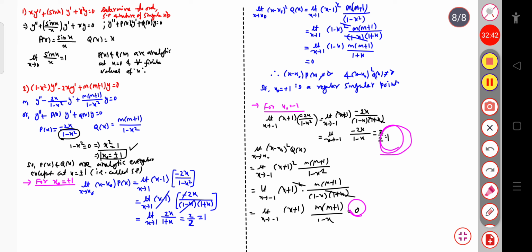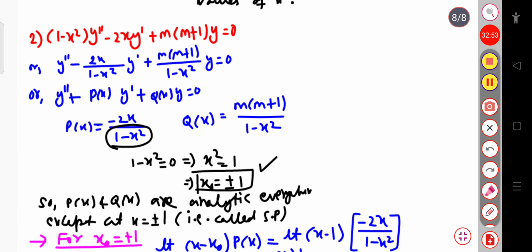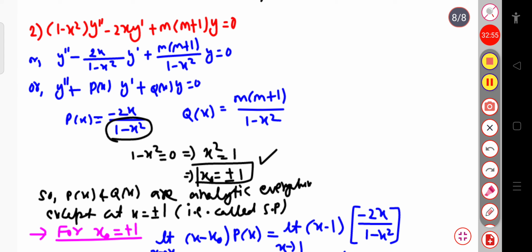Here x naught equal to minus 1 is also known as the regular singular point. Okay, so simply you have to check. First of all, you can see from the second order differential equation that will be given to you, you have to check the coefficient of the highest order term, that is the second order derivative, and you have to divide by that term. This is your first step.